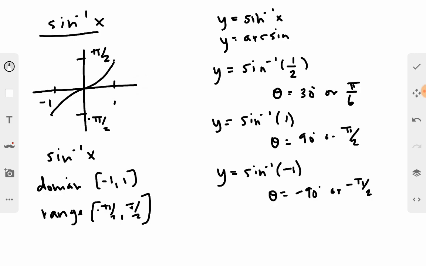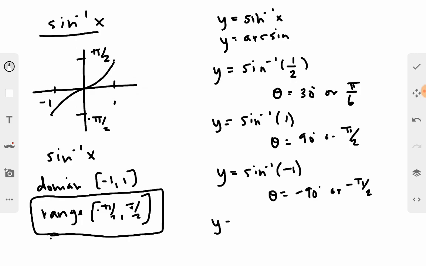Okay, so when you're answering these, you can't give any answer for the sine inverse. You've got to remember that it's restricted to values from negative pi over 2 to pi over 2. And then, of course, remember that we can also get other values by giving more information.